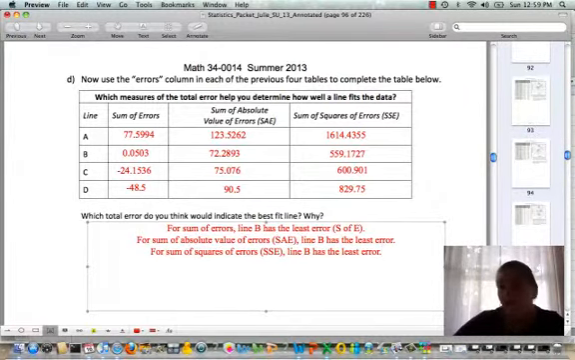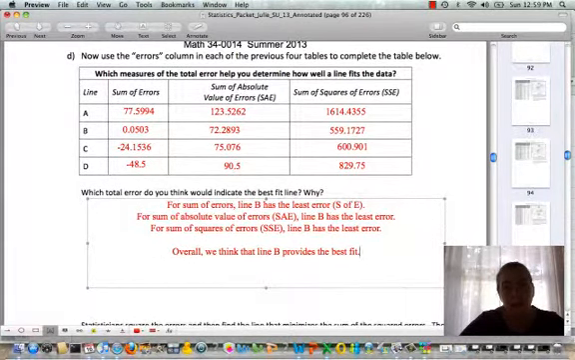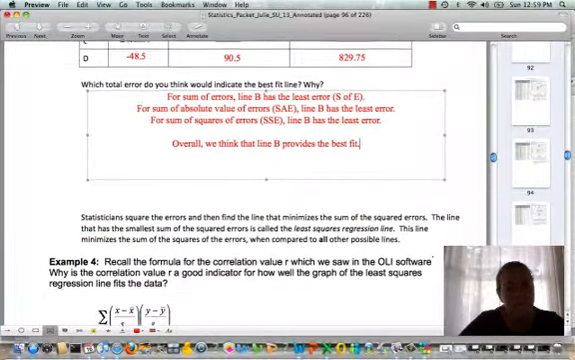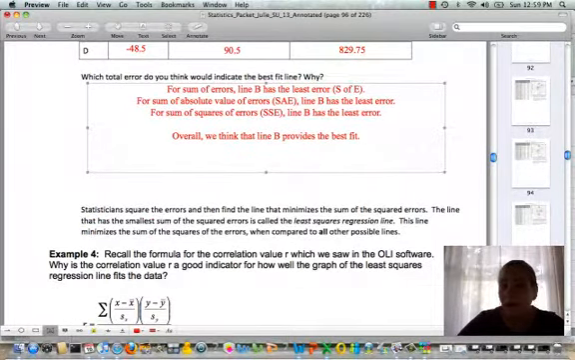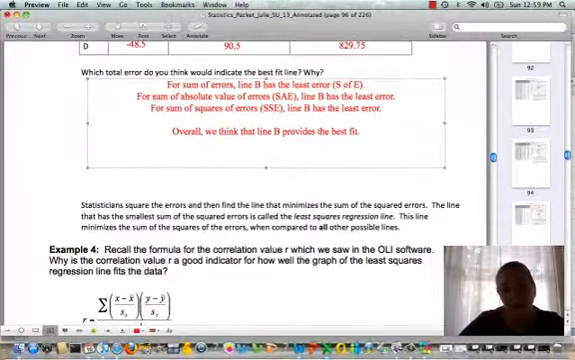There, line B also has the least error, although line C is not too far away. So overall, we think that line B provides the best fit. There's a note about why statisticians square the errors. You can see that that minimizes the sum when compared to all the other possible lines.